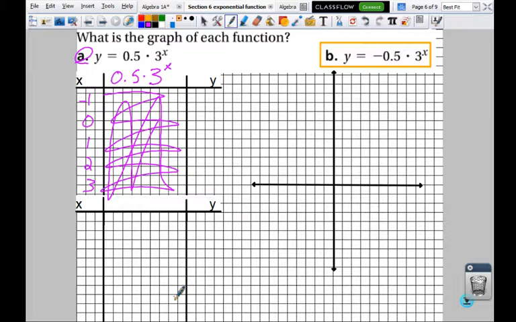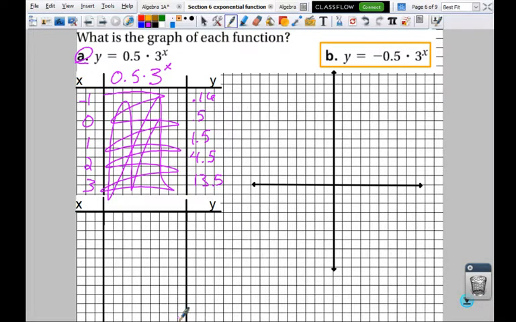So, I used Desmos. I got 0.16 when I plugged in -1. Then I got 0.5. And then I got 1.5. It's the same thing but backwards. 4.5 and 13. Or was it 13.5?